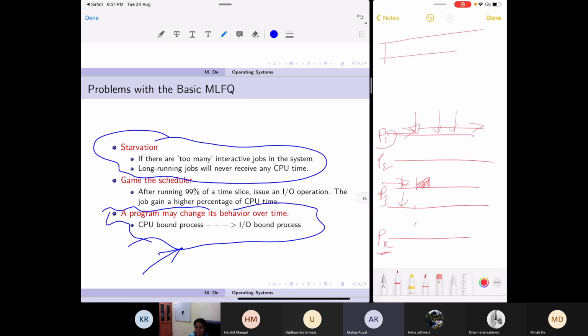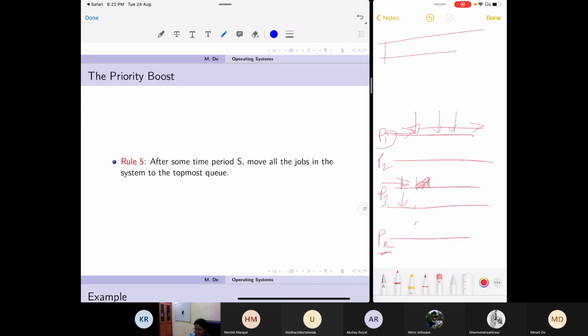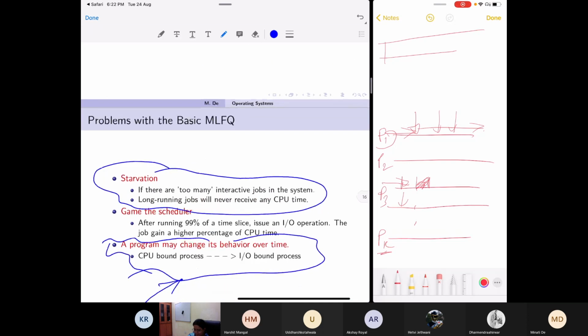Reset the queue, right? That's a good option. Basically, you need to boost your priority. After some interval, let's say that interval is S, you move all the jobs in the system to the topmost queue. That's my new rule which we are introducing to stop starvation.